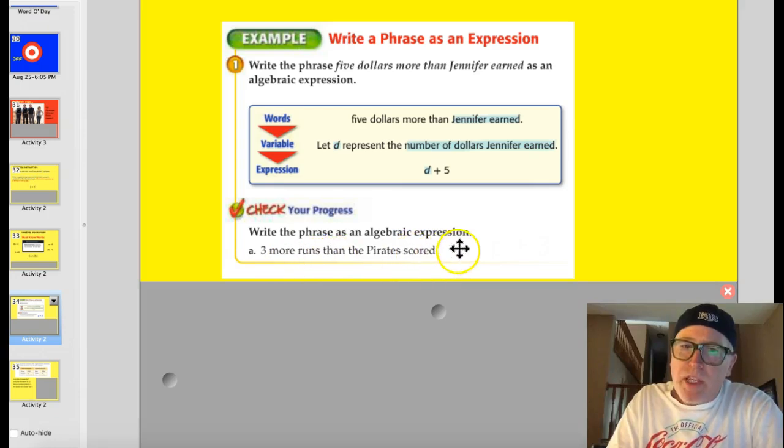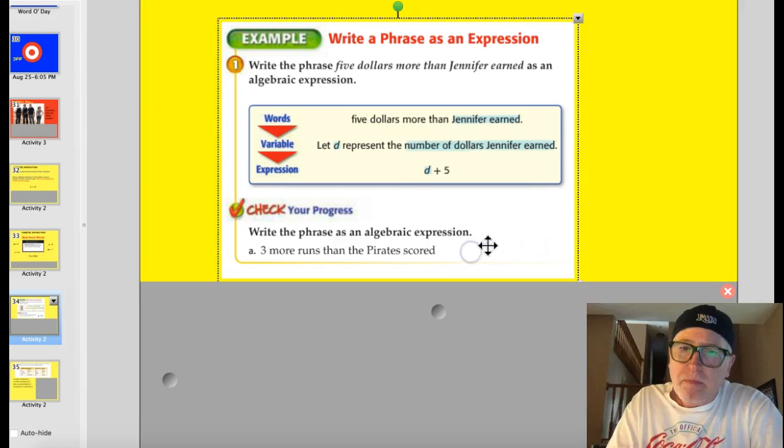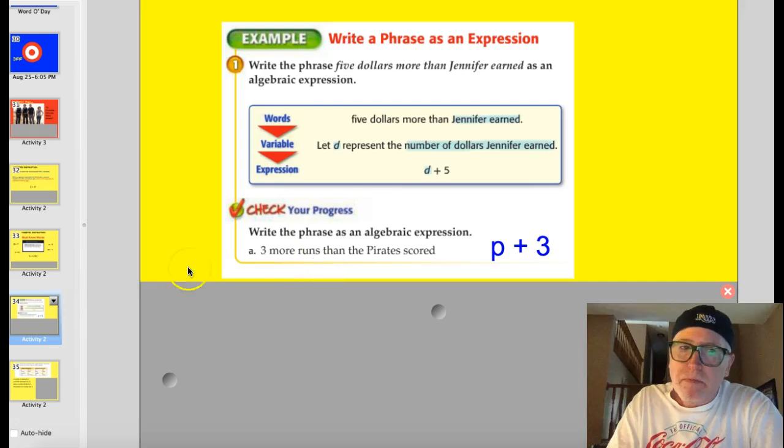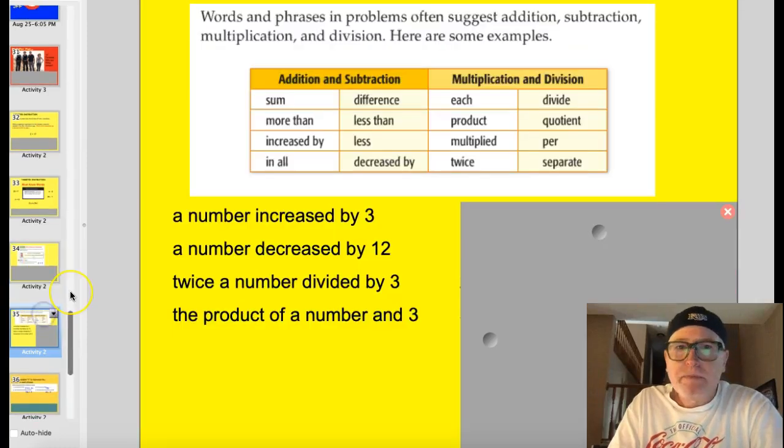Try this one yourself. 3 more runs than the Pirates scored. Well, let's use P for Pirates. Here's the Pirates runs plus 3 more. Okay, let's keep rolling here. Let's try a couple more.